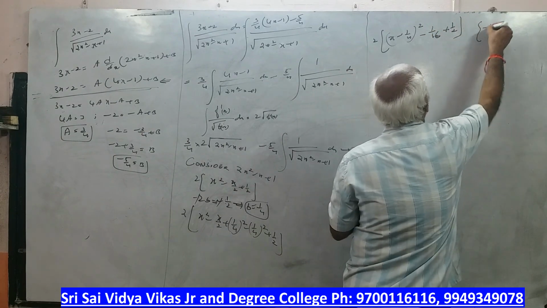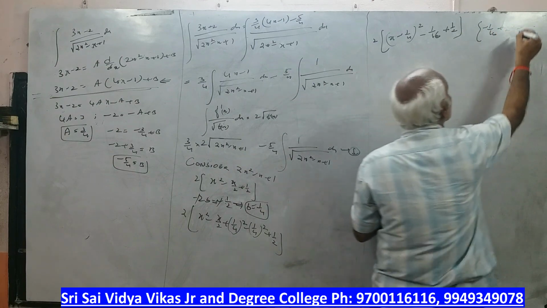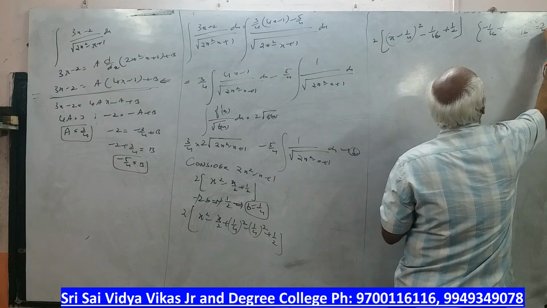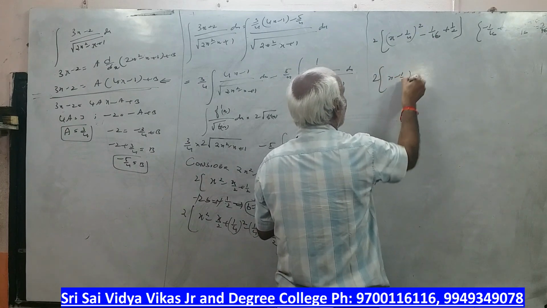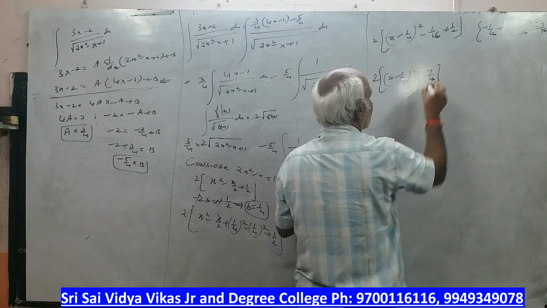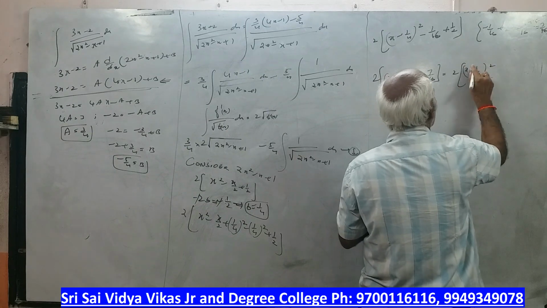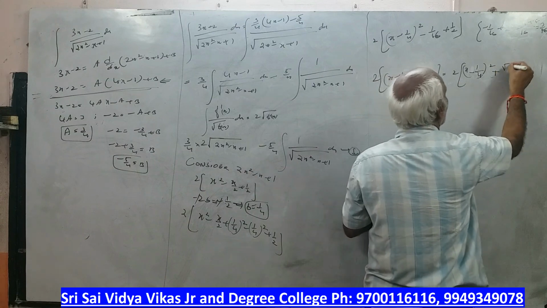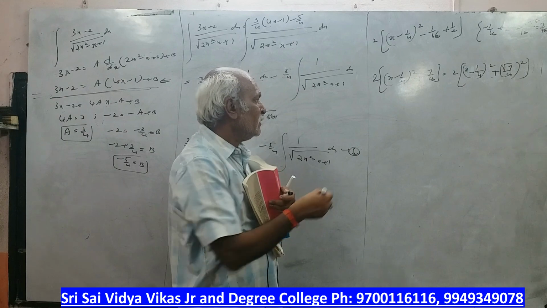Again flower bracket. LCM is 16: minus 1 plus 8, which will give you 7 by 16. So 2 into x minus 1 by 4 whole square plus 7 by 16. 2 into x minus 1 by 4 whole square plus root 7 by 4 whole square. Okay. Now what will happen?